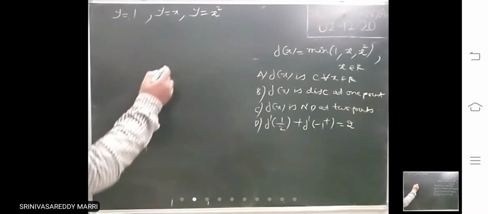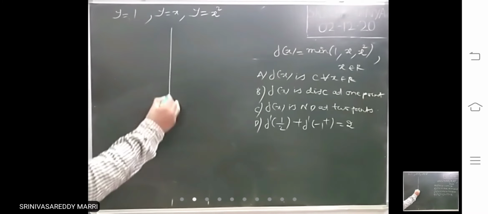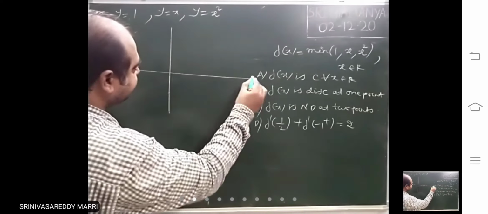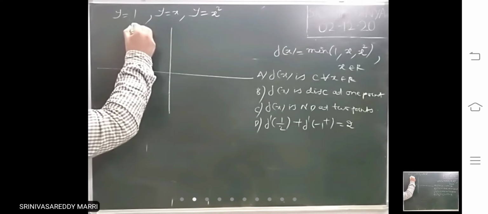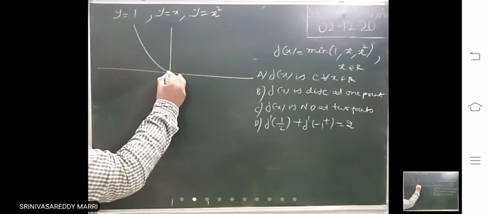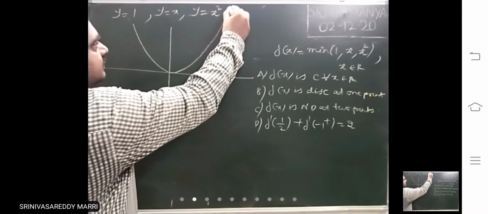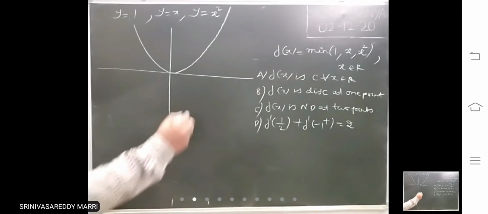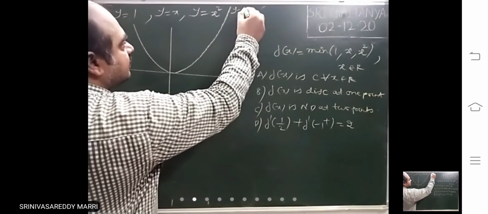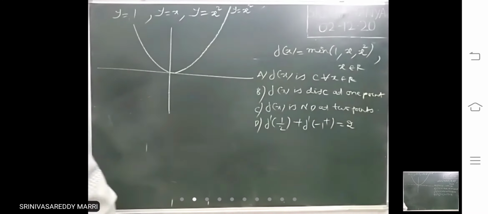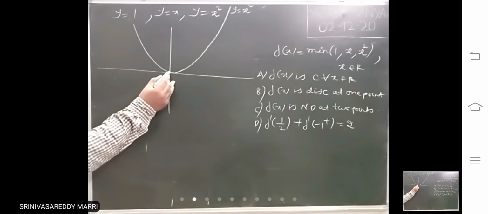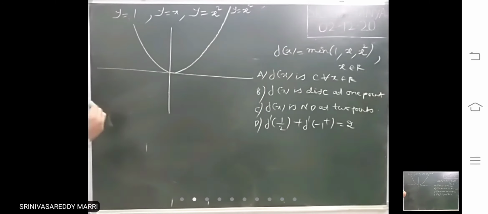Now I am drawing these three graphs. Y equal to x square. First I am drawing the parabola, like this. This is the parabola, y equal to x square. Then y equal to x means a line passing through the origin, it will be like this.